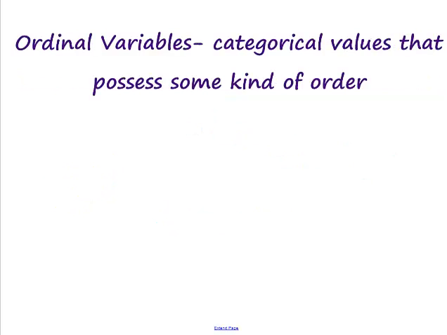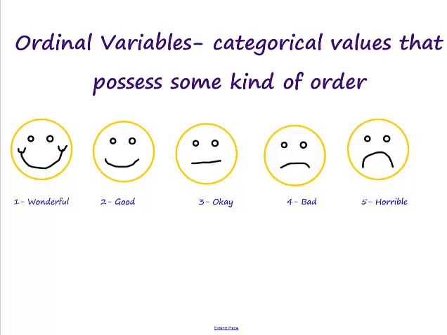The last one is an ordinal variable. The term ordinal can be applied to a variable whose categorical values possess some kind of order. So an example might be if you go to the hospital because you don't feel well, they might ask you to rate your pain from 1 to 5, 1 being wonderful and 5 being horrible. So you would tell them how you feel with a number attached to a feeling.